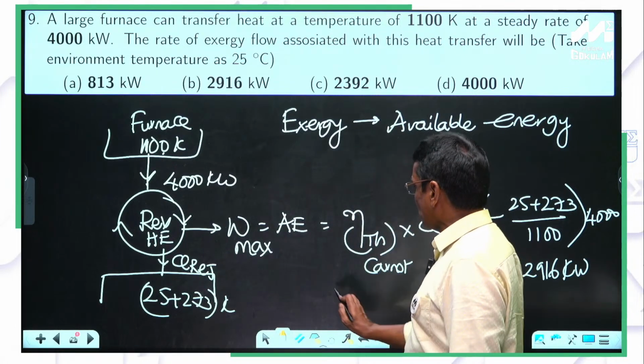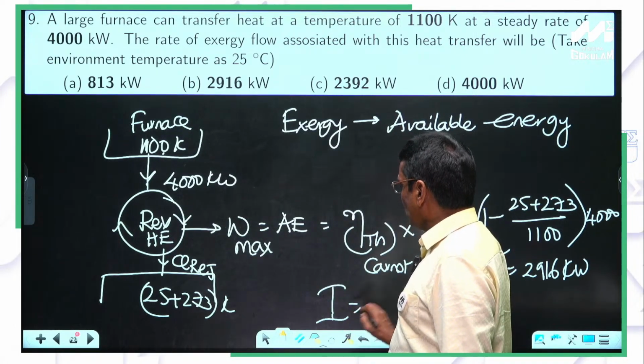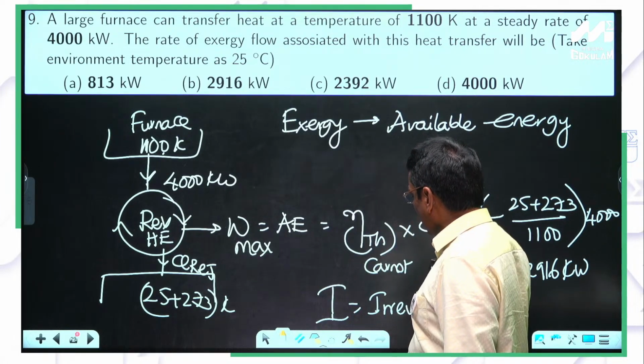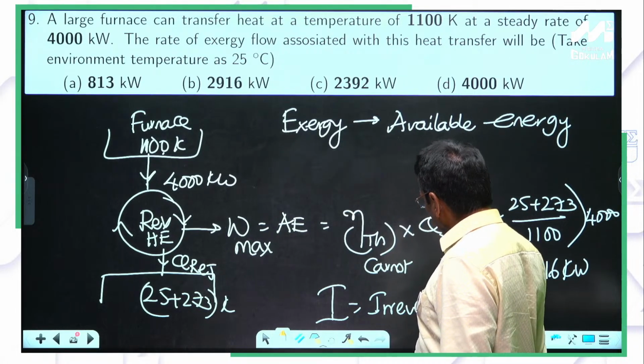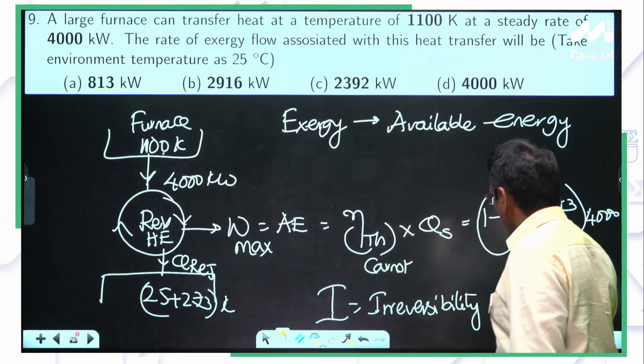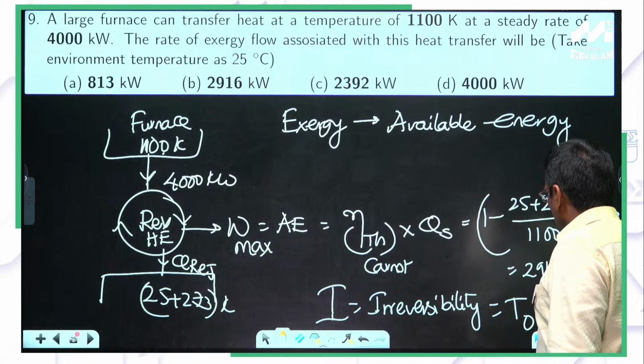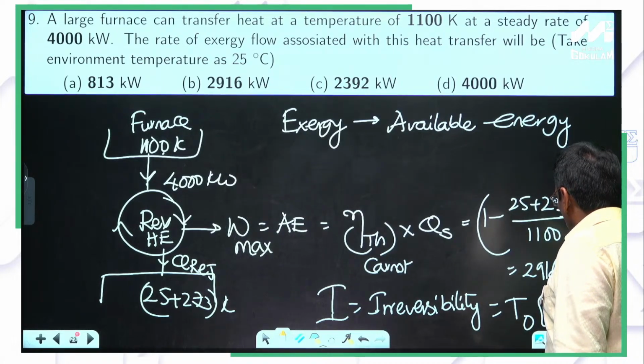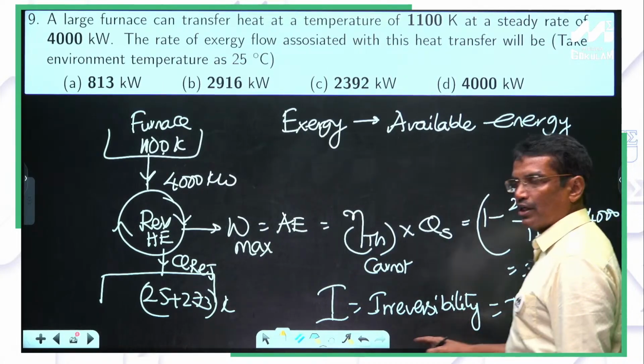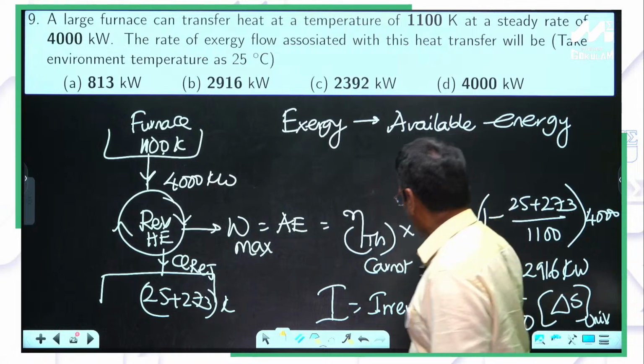Similarly, there is a concept called irreversibility. To calculate irreversibility, again the role of the environment is there. T naught into delta S of the thermodynamic universe. This is a formula for calculating irreversibility.